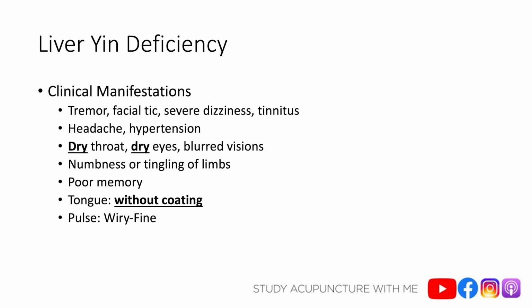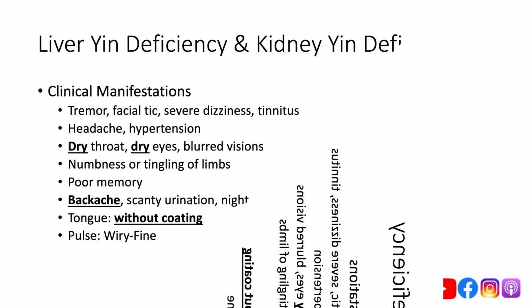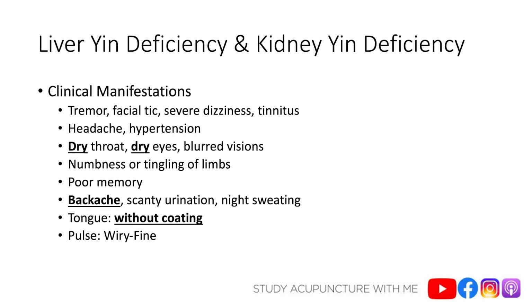And then the next one is liver yin deficiency and kidney yin deficiency. So if liver yang rising is coming from liver yin and kidney yin deficiency, you're going to see the typical manifestations for liver yang rising, and you're going to see these manifestations. So you might see the liver yin deficiency manifestations like the dry throat, the dry eyes, the without coating tongue, and then you'll also see kidney yin deficiency manifestations. So you'll see backache, scanty urination, night sweating, and the tongue without coating.